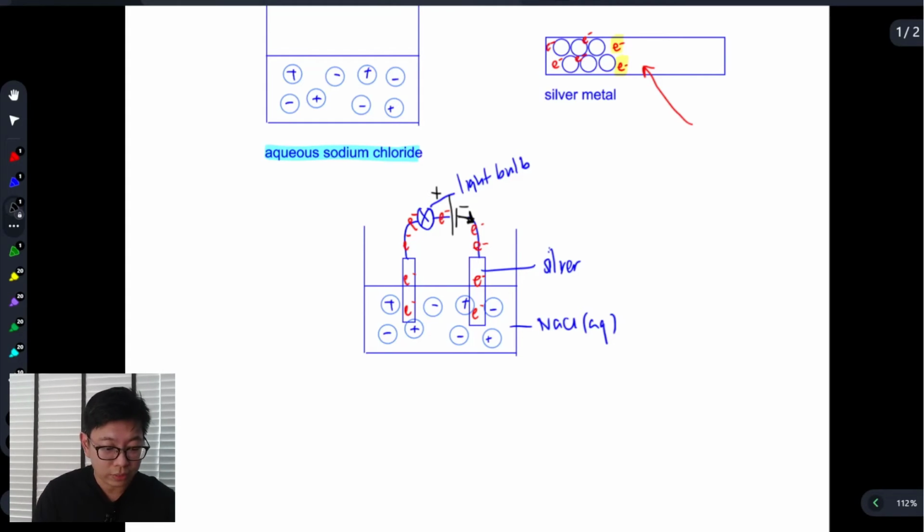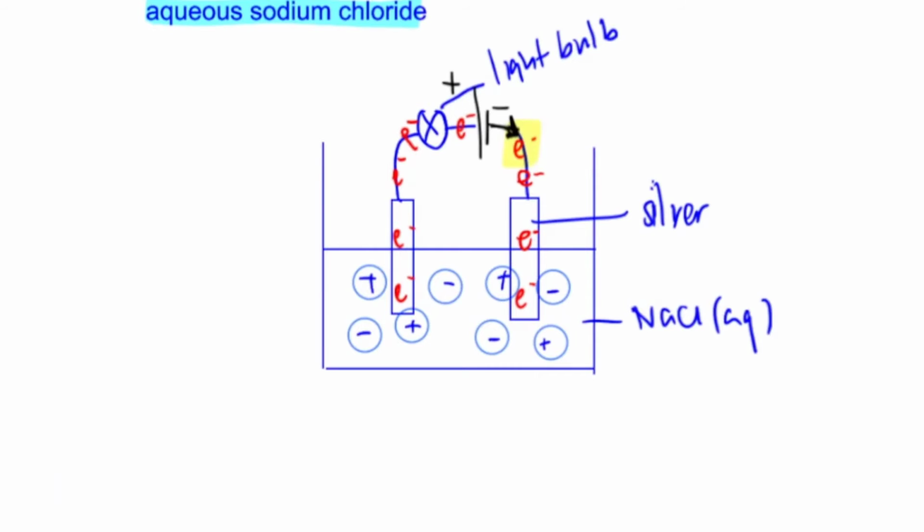So I'm going to highlight in yellow now. The first electron is going to get pushed into the position of the second one. Second gets pushed into third. Third gets pushed into fourth. Now, where does the fourth electron go to? The fourth electron here will get pushed into a cation.